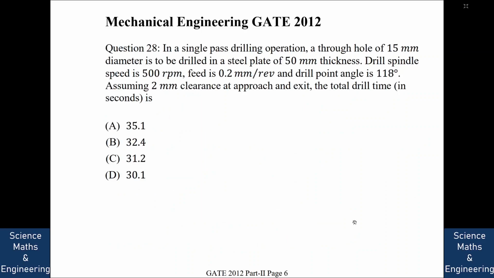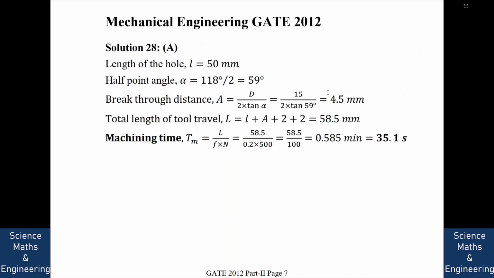In a single pass drilling operation, a through hole of 15 mm diameter is to be drilled in a steel plate of 50 mm thickness. Drill spindle speed is 500 rpm, feed is 0.2 mm per revolution, and drill point angle is 118 degree. Now assuming 2 mm clearance at approach and exit, the drill time in seconds we need to determine. So the answer is, so it is 35.1 seconds.